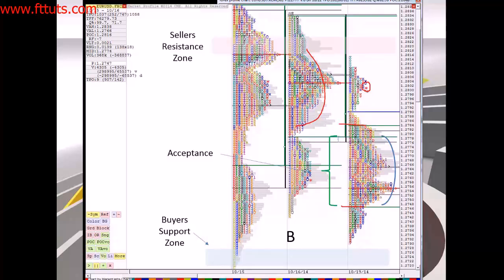That should be intuitive to you now. Yet we did not overtake the seller's resistance zone up here. So this is a rather interesting development in the market. I'm seeing acceptance of prices here, and I'm seeing slight buyer domination in this zone, and this buyer holding there.